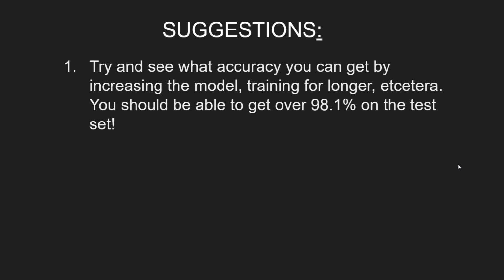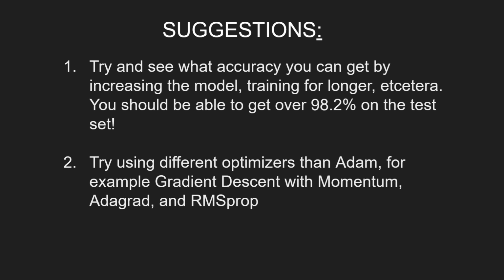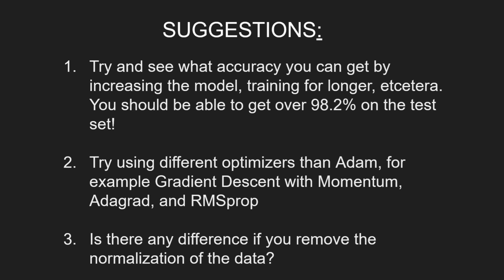Here are a couple of suggestions to play with the code and get some more experience. The first is that you can try and see what accuracy you can get by increasing the model size, training for longer, etc. You should be able to get over 98.1% at least on the test set. My second suggestion is to try using different optimizers than Adam. For example, try gradient descent with momentum, AdaGrad, and RMSprop. Which one gives you the best results? And thirdly, is there any difference if you remove the normalization of the data?